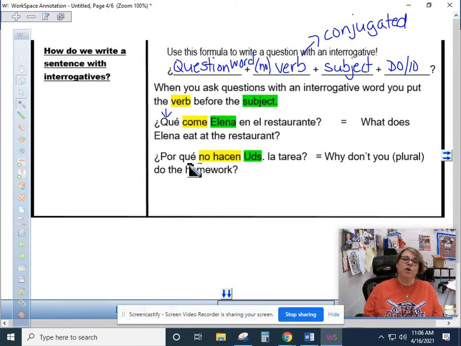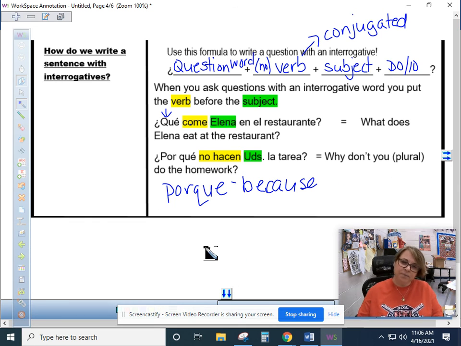See? ¿Por qué? And here's one with a no in front of it. I gave you an example of each. ¿Por qué is one of your question words. Now remember, when porque is together, like this, and it does not have an accent, it means because, okay? So split apart like this with an accent means why. Together it means because. See? So, ¿por qué no hacen? Again, the verb is conjugated to the subject, ustedes, la tarea. Why don't you guys, you all, y'all, whatever you want to say, do the homework?